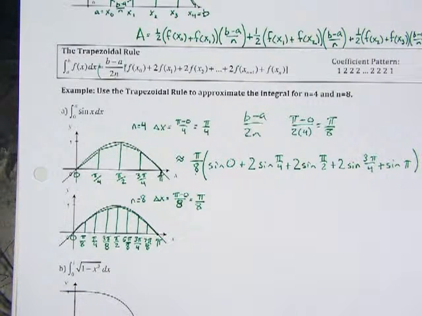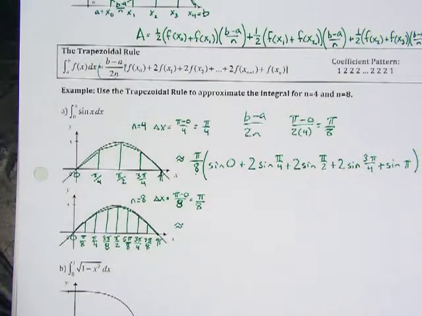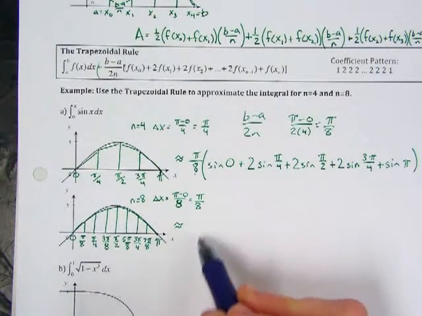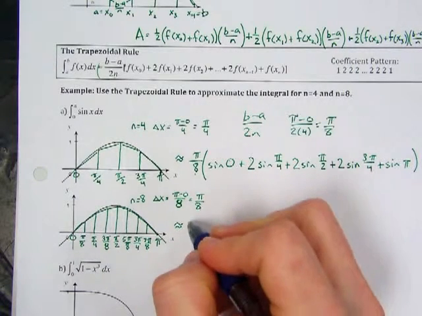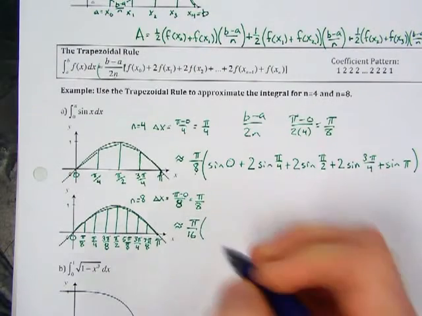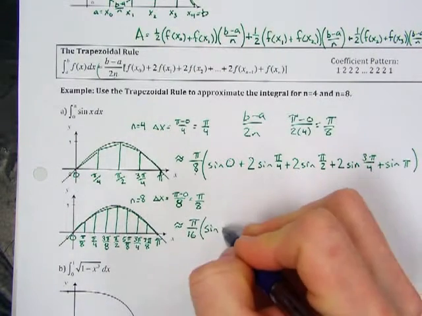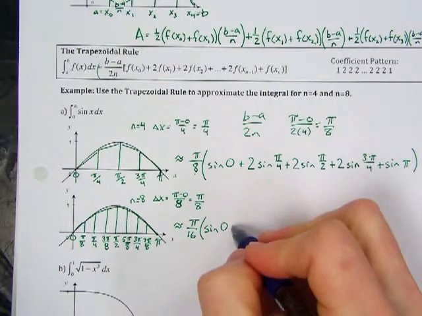Okay, so this one might get a little bit long. Sweet. So what's going to be our factor out here? Pi over 16. Pi over 16, good. So we're going to double the 8. Then we just plug in all of our x values using the coefficient pattern: 1, 2, 2, 2, 2, 2. Do the dot, dot, dot, and then finish off.